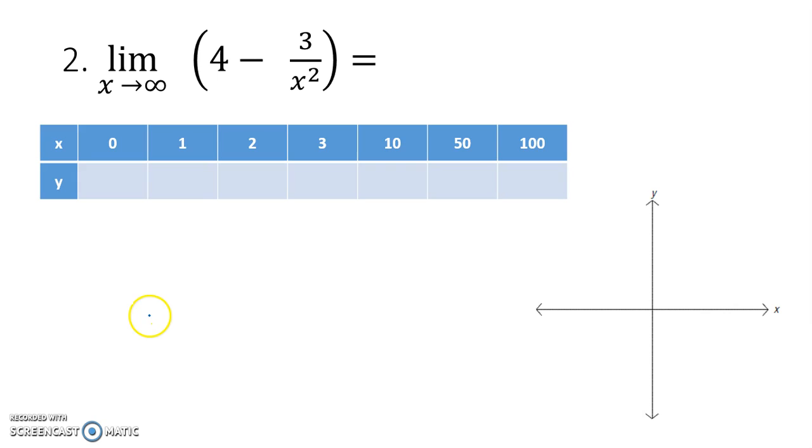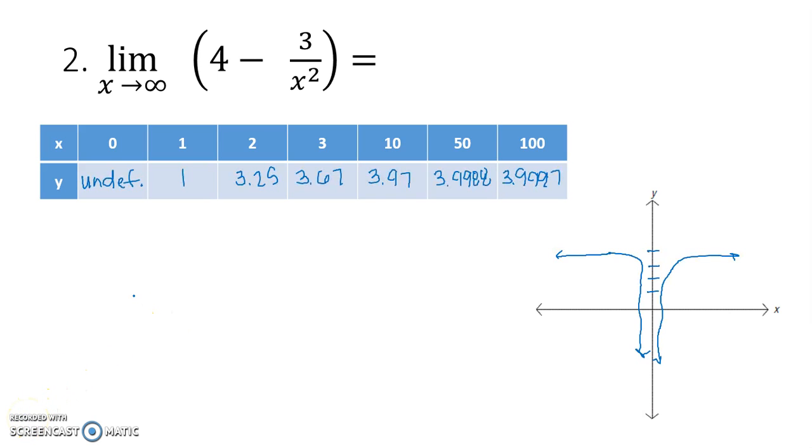On this one, check your table with mine and check your graph with mine. Looking at my table, 3.25, 3.67, 3.97, 3.9988, 3.9997. This is getting closer and closer to 4. Looking at my graph, I am going to infinity, so I'm looking to the right of my graph, and that y value is approaching 4. So according to my graph, it's 4.